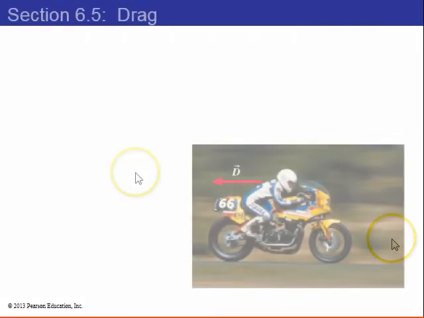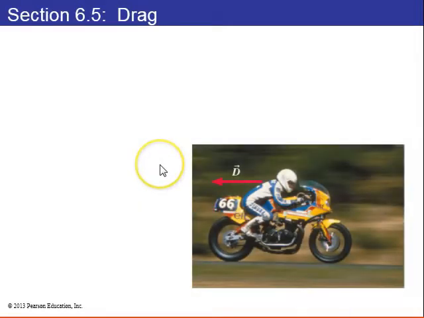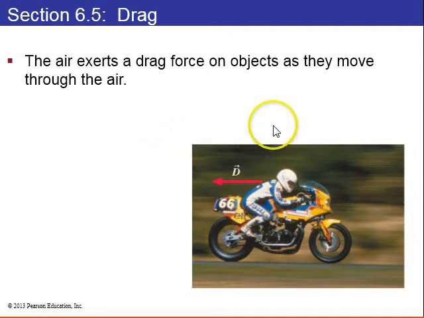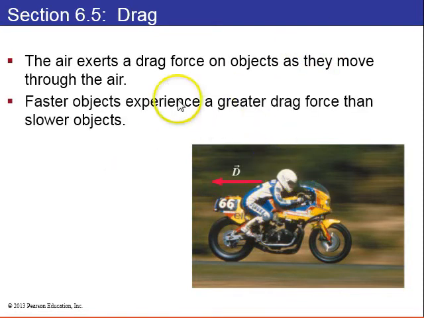So section 6.5 is on drag. Drag is a complicated force. Whenever an object moves through a fluid, there's a resistive force, kind of like a kinetic friction, which slows it down. For example, this motorcycle going through the air, which is a fluid, experiences this resistive force.